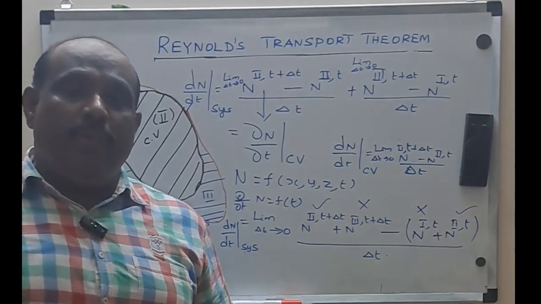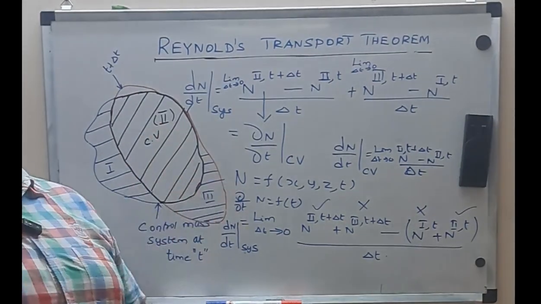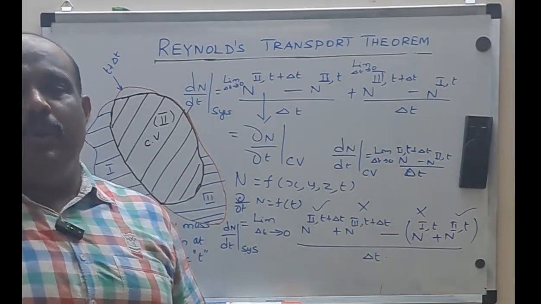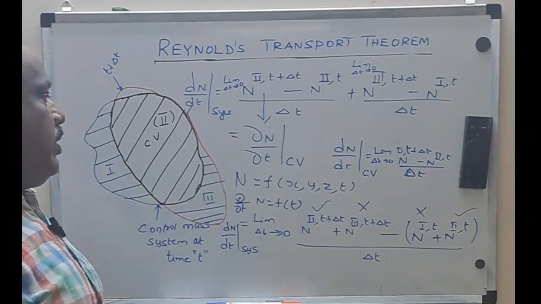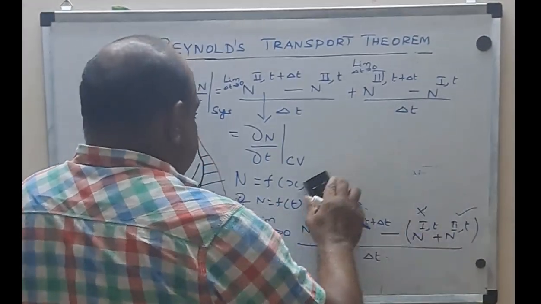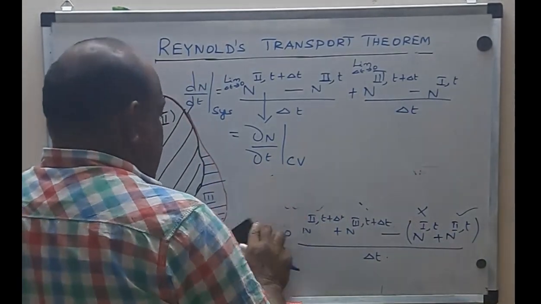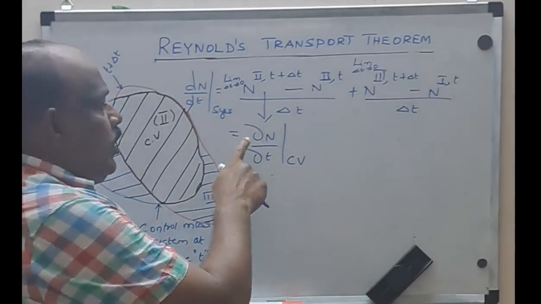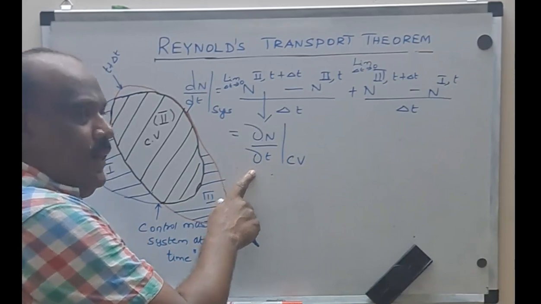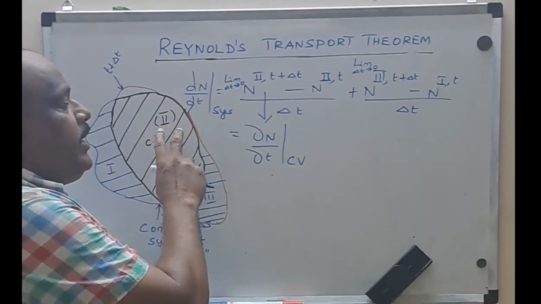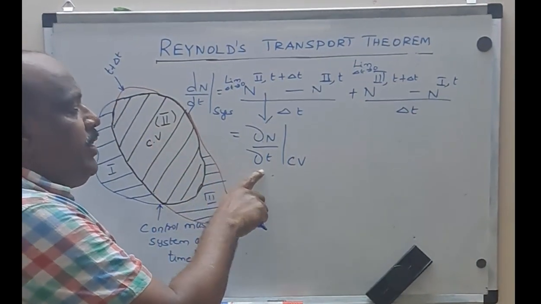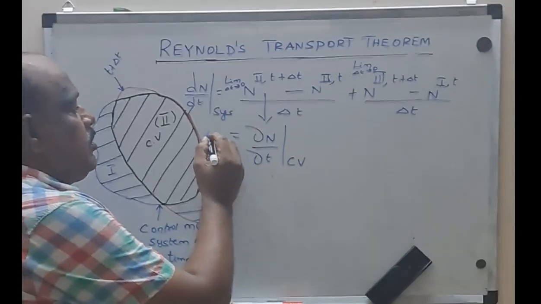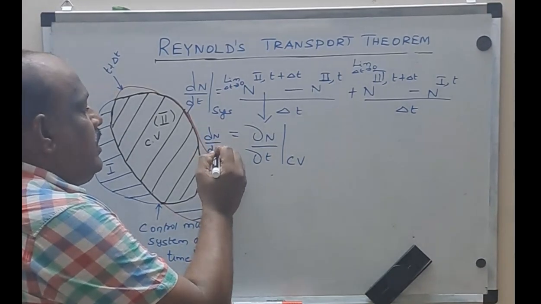Why are you going for only dou n by dou t? Because the control volume is not moving. So it's not going to vary with respect to space. It is going to vary only with respect to time. I hope you got it. So I have given the reason why I am not using d. I am using only dou, because the control volume is fixed. It is not going to vary with respect to space. It is going to vary only with respect to time of this control volume. So the left hand side is what? dn by dt of the system.